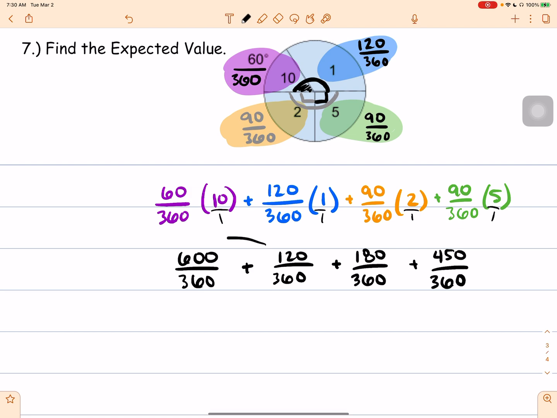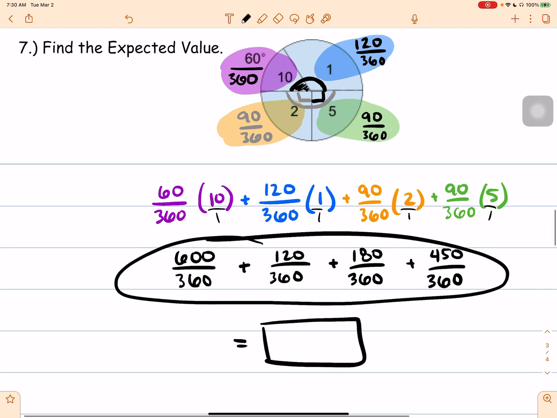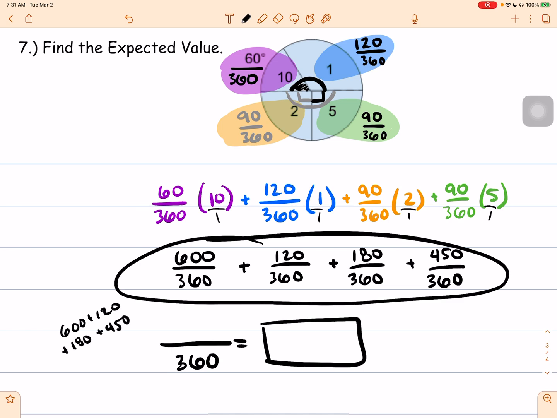Now you guys can plug this into your calculator to find the final answer. You could also add up all the numerators in order to get whatever it all is over 360, right? Add up all the numerators. So that would be 600 plus 120 plus 180 plus 450. And then that number goes there. Divide that by 360 and you'll get a decimal probably if it's not a perfect whole number.